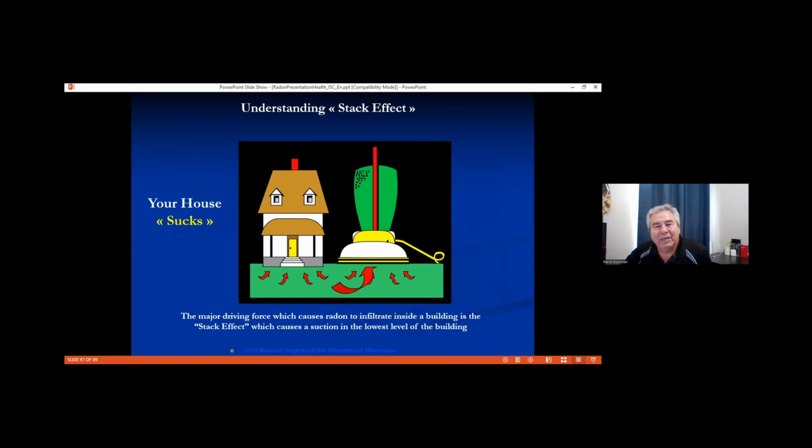So it's this stack effect that's caused by this rising warm air continuously moving upwards. That's causing your house to become like a large vacuum cleaner. It's this stack effect that's creating this suction in the lowest level of your home. And it's this suction that's going to suck the radon through any cracks, openings, holes that you have in your concrete floor.